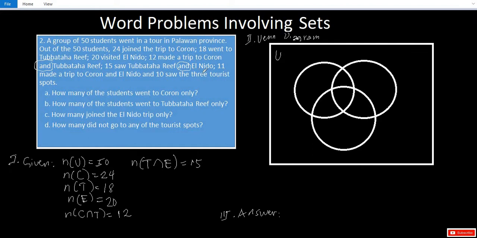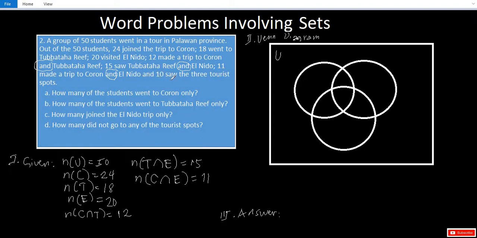Okay, so let's continue. We have another given in the problem. 11 made a trip to Coron and El Nido. So another keyword "and." This means intersection. So we have n of Coron and El Nido, so C intersection E. And the cardinality is 11.